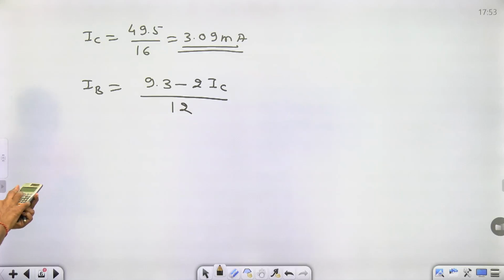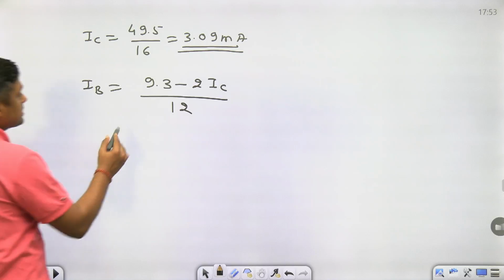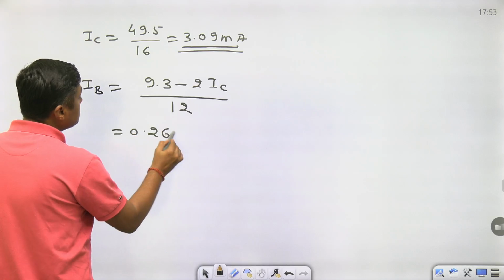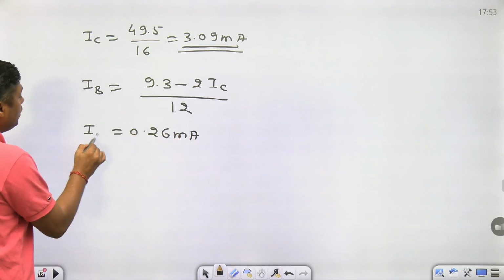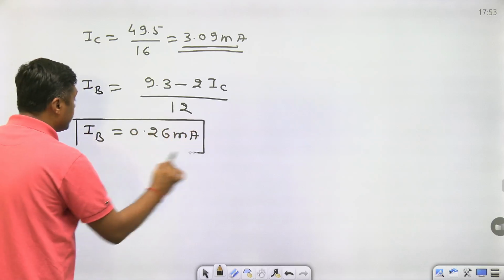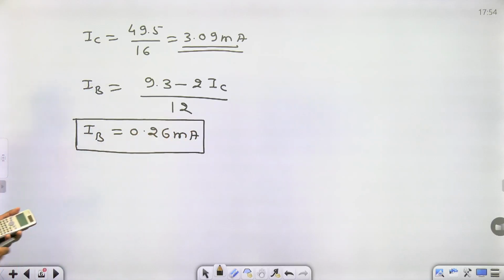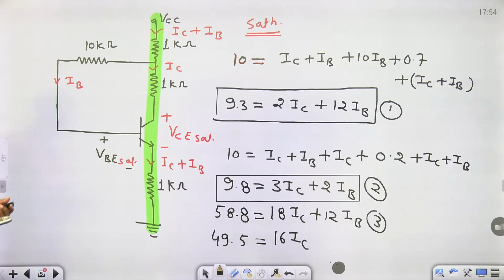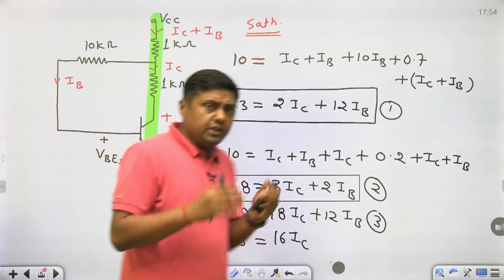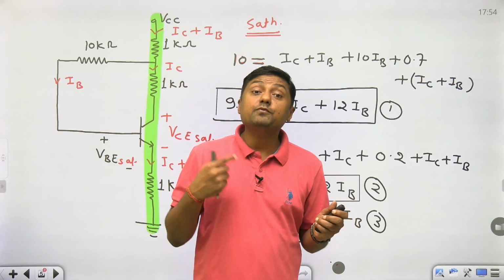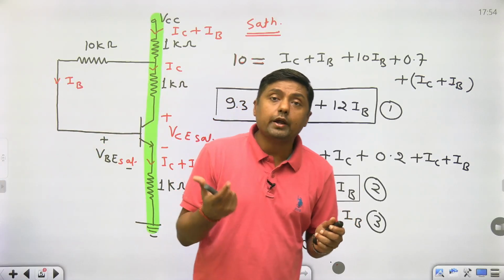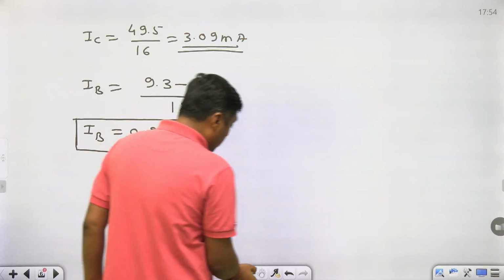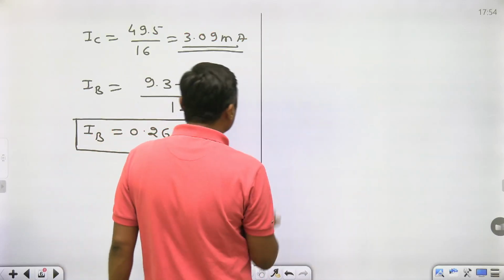2 into 3.09 minus 9.3 divided by 12, you will get IB 0.26, 0.26 milliampere. This is the actual value of IB through the circuit, right? Actual value of IB through the circuit. Now, so if it is IC and IB is asked, you have the answer. But if suppose what is the minimum base current required for the saturation? Now guys, you have to find minimum base current.